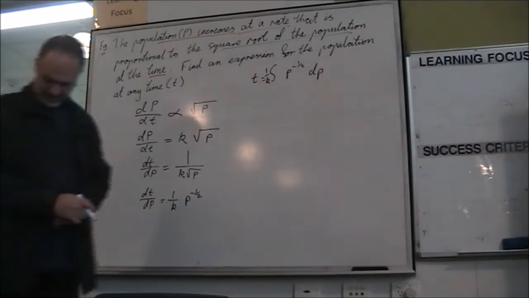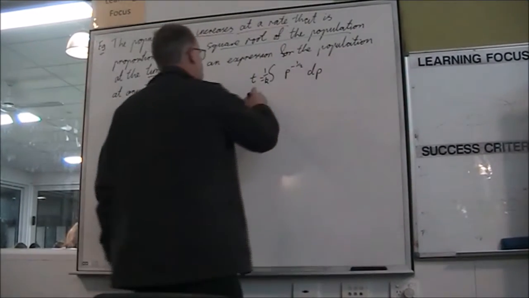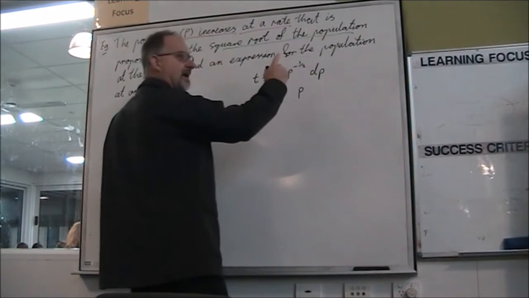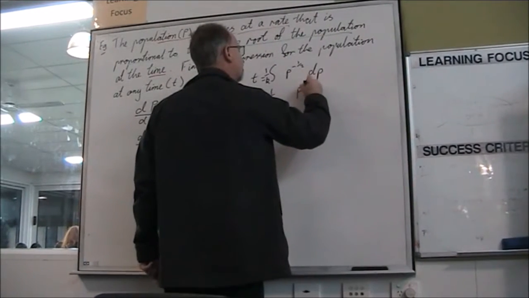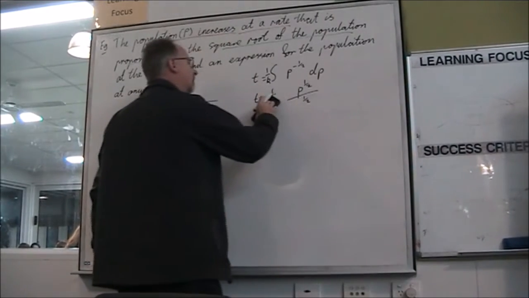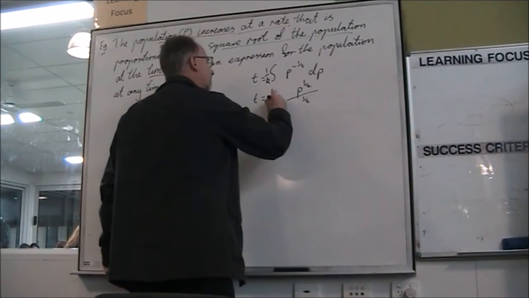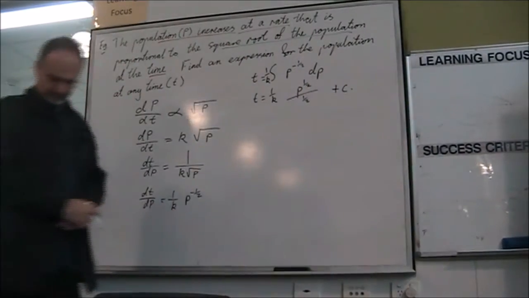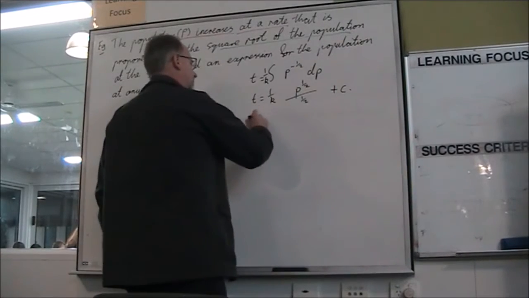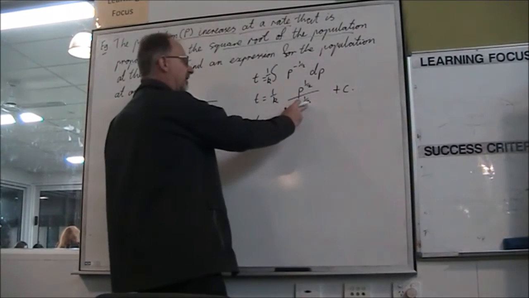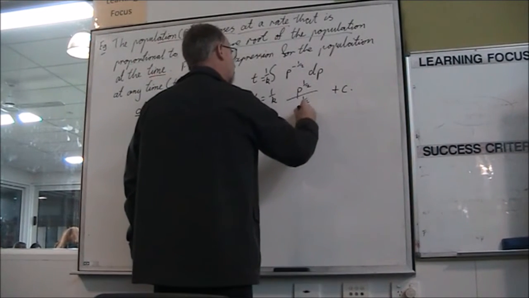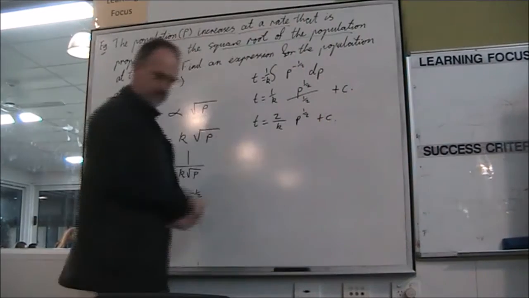So if I am correct, that means that we should increase the power by 1, so it'll be a half, divide by the new power. Oops, I'll put 1 on 2 there, it should be 1 on k, plus some constant. So neaten that up. Dividing by a fraction, turn it upside down and multiply, so we've got 2 on k times p to the half plus some constant.